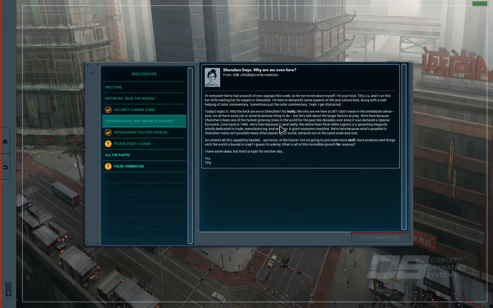Yeah, we're here because it, and really the entire Pearl River Delta region, is a sprawling megacity wholly dedicated to trade, manufacturing, and services. A giant economic machine. We're here because what's possible in Shenzhen really isn't possible in many other places in the world. Certainly not at the same scale and cost. So where's all this capability headed? In the future, are we going to just make more stuff, more products, and things until the world is buried in crap? I guess I'm asking, what is all of this incredible growth for anyway? I have some ideas, but that's a topic for another day. Yours truly, I don't know, Tilly.